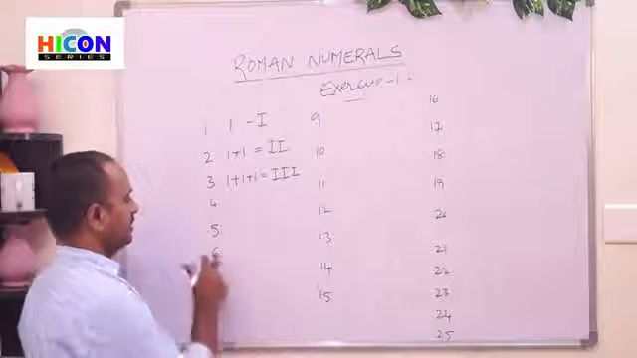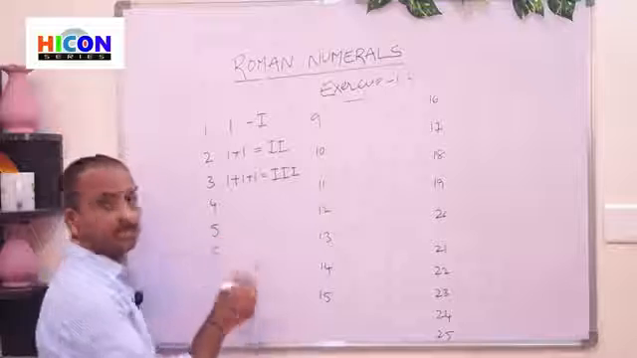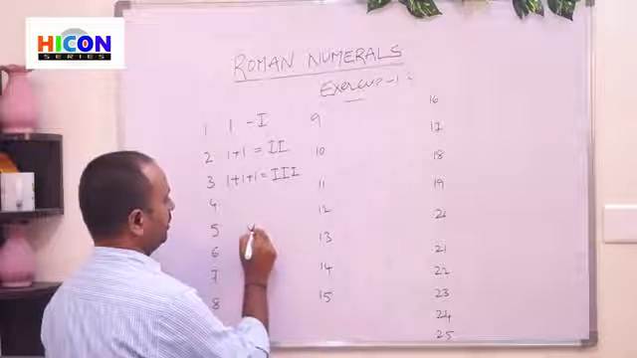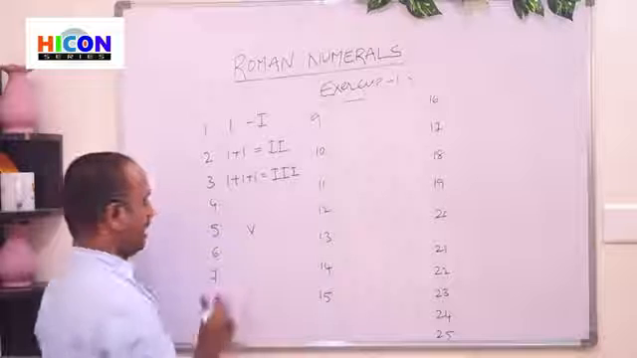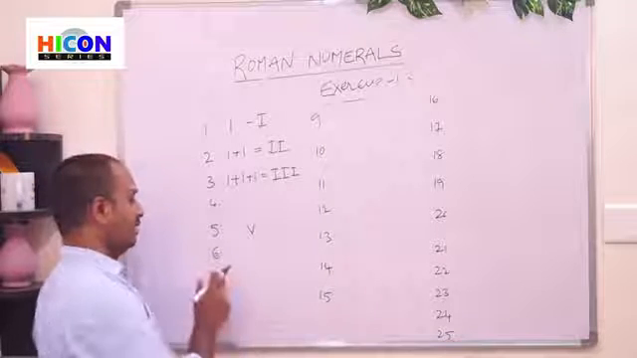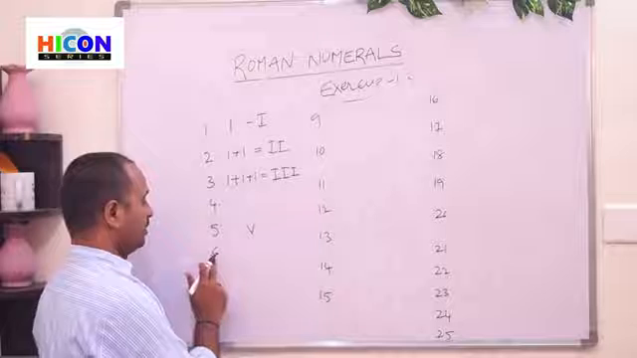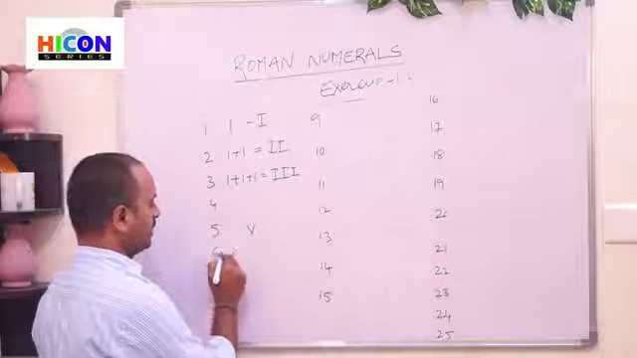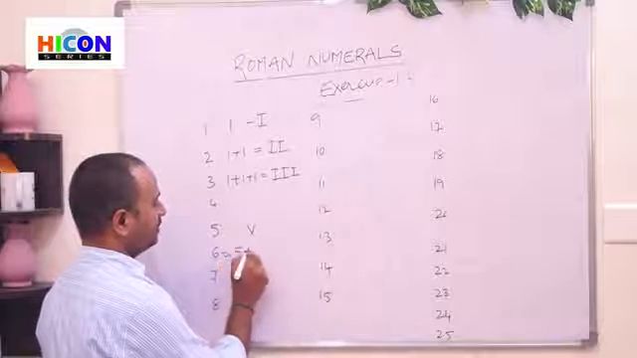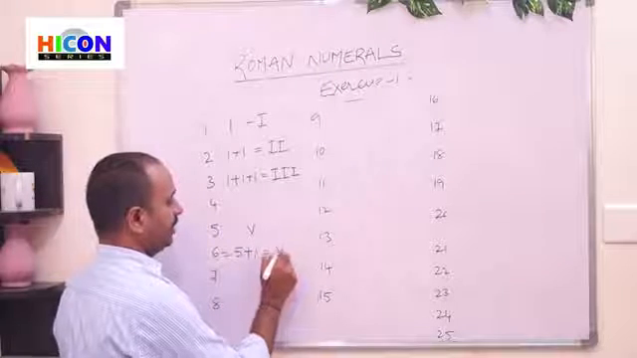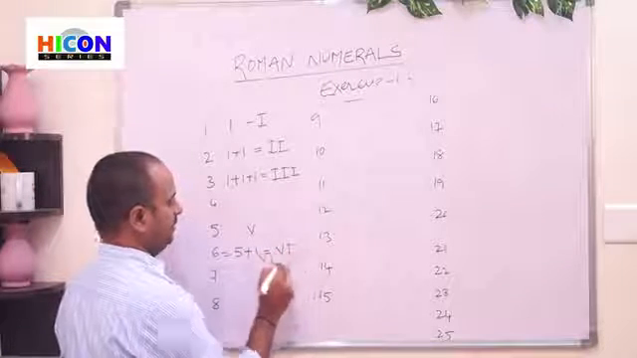So children, in the same way, there is a symbol in Roman numerals for 5. So 5 becomes V. And 6, there is no 6. That means there is no symbol for 6 in the Roman numerals. That's why we have to split 6 into ones and fives. So 6 can be written as 5 plus 1. So 5 means V, 1 means I.